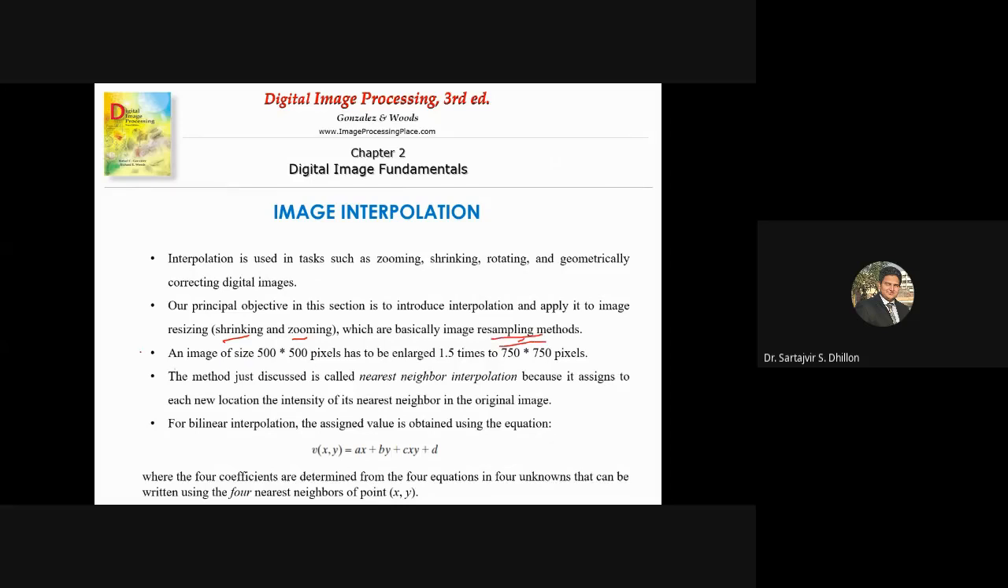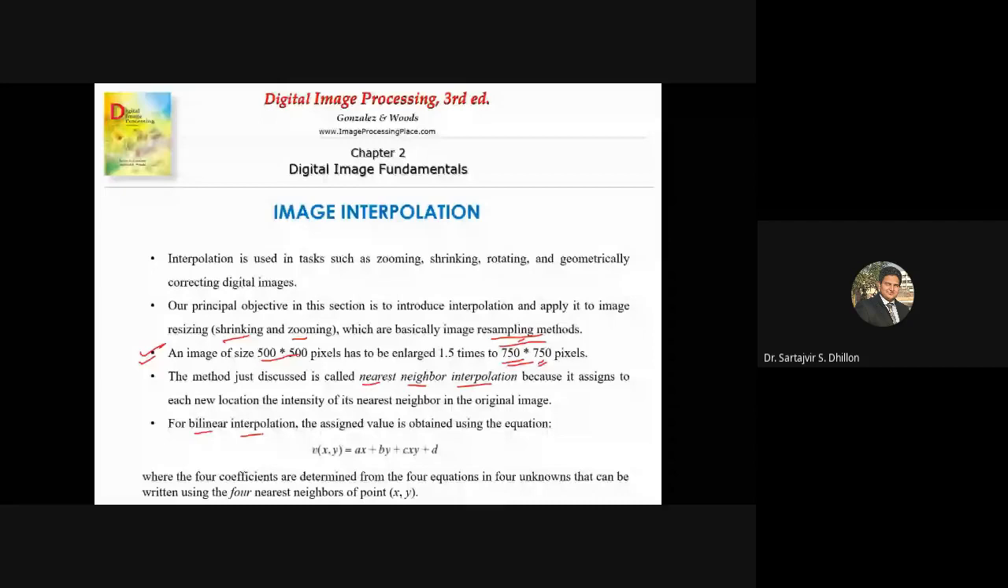For example, an image represented by 500 by 500 pixels needs to be enlarged 1.5 times. That is called upscaling. We are converting from 500 by 500 pixels to 750 by 750 pixels, and this can be achieved with the help of three basic methods. The first one is nearest neighbor interpolation, the second one is bilinear, and the third one is the bicubic method.